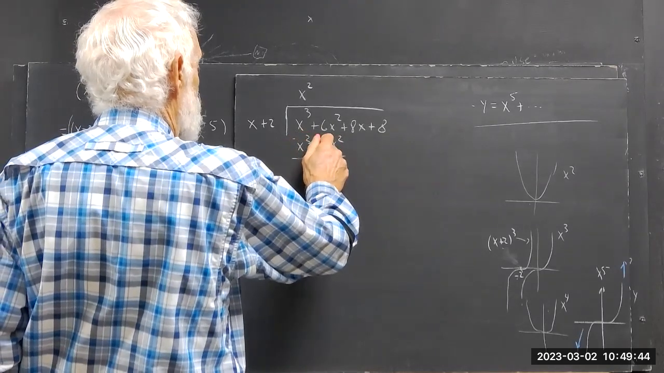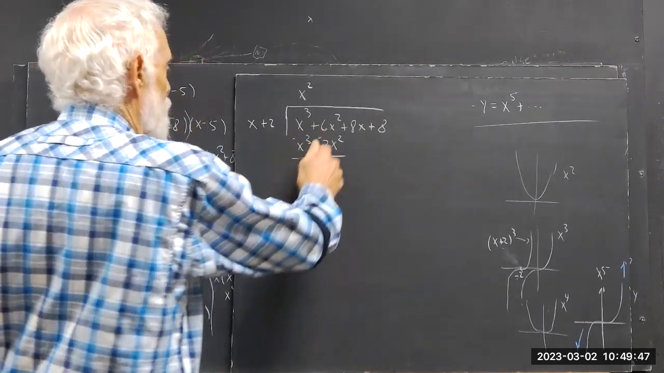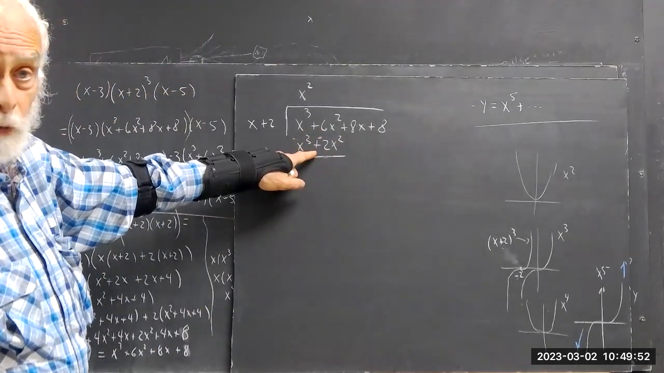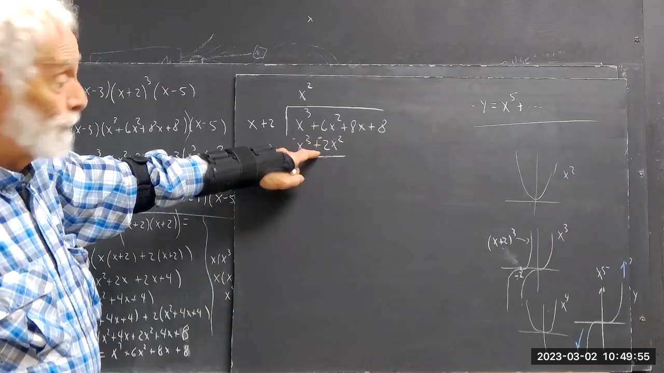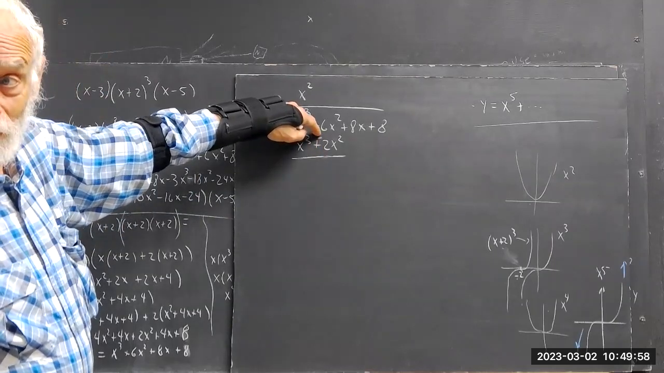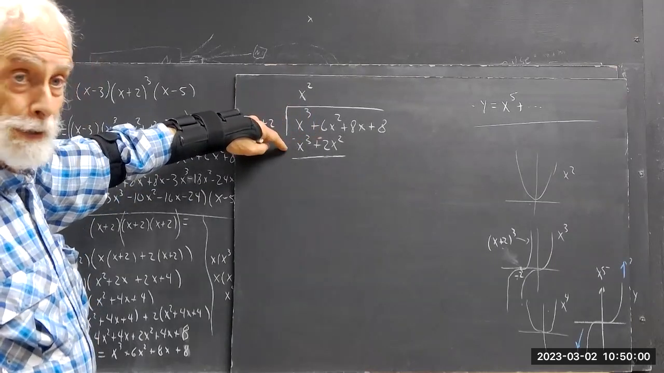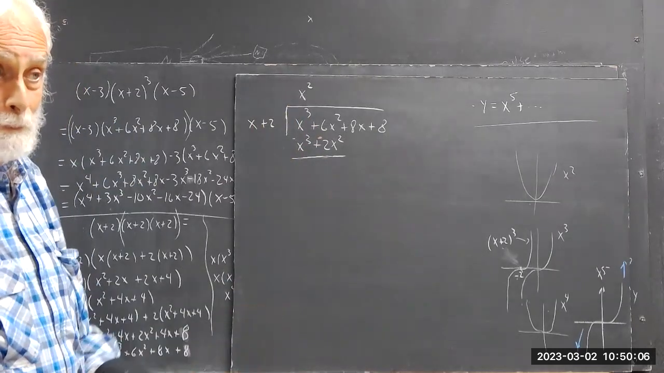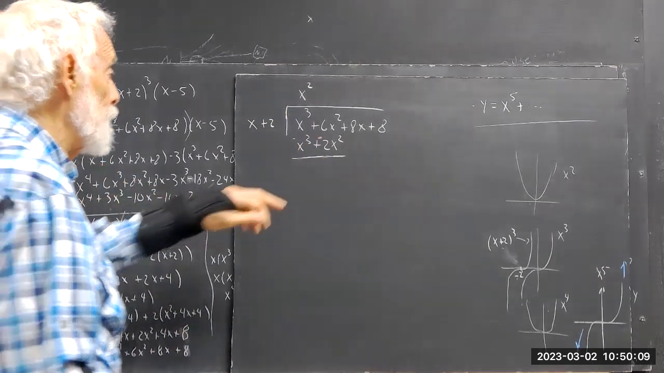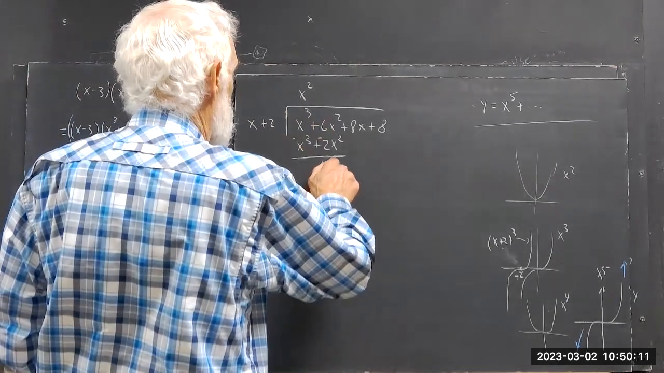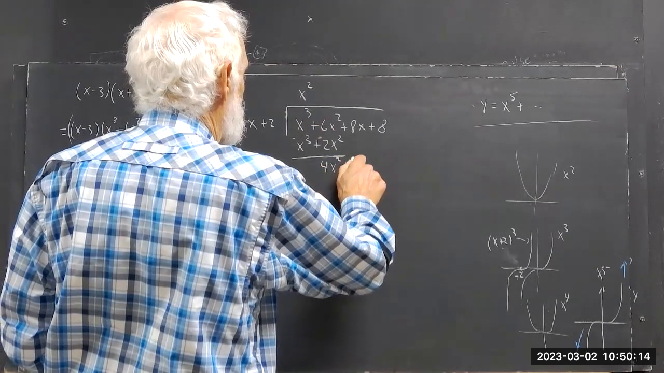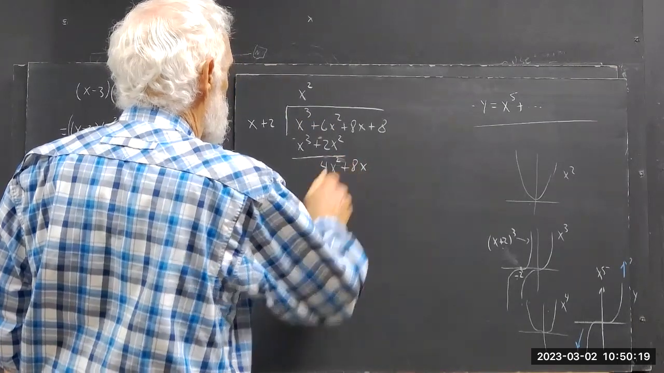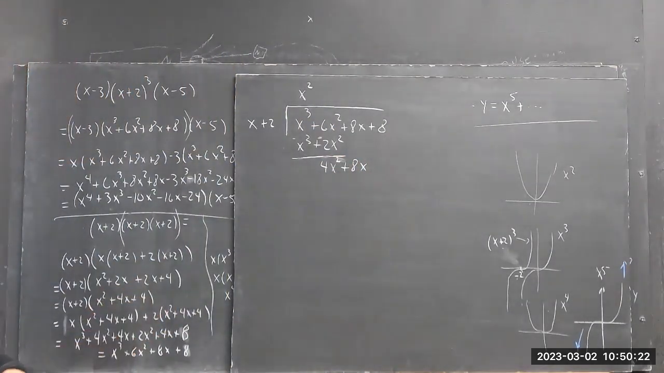I'm not changing the plus to the minus. Plus is a plus, but the minus is a reminder that I need to subtract. Now, if I subtract x cubed from x cubed, I get 0. If I subtract 2x squared from 6x squared, I get 4x squared. I got 4x squared plus 8x.